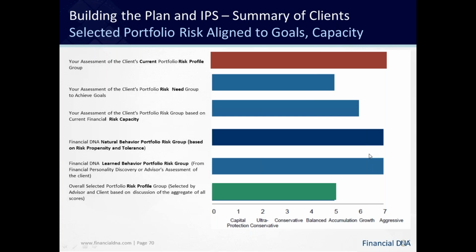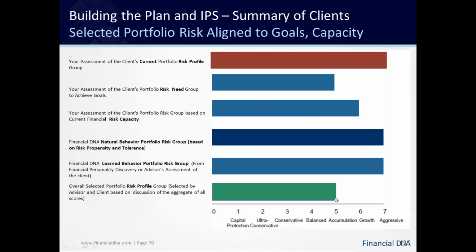Of course, where there are gaps between the behavior and what is financially needed, then the expectations need to be managed, which again comes back to the conversation. And then finally, the advisor will, based on understanding all of these pieces of information here, blend them together to determine the risk profile that will ultimately be taken.